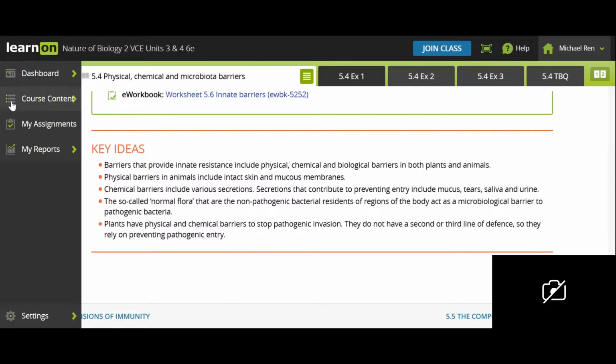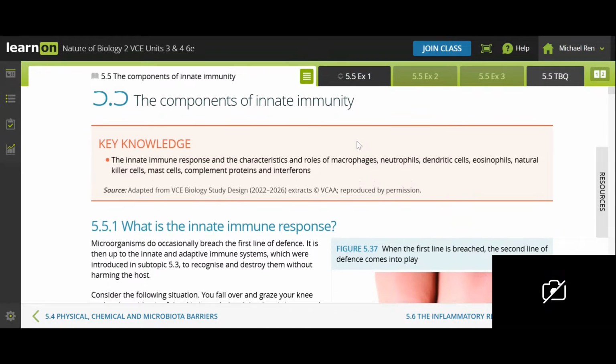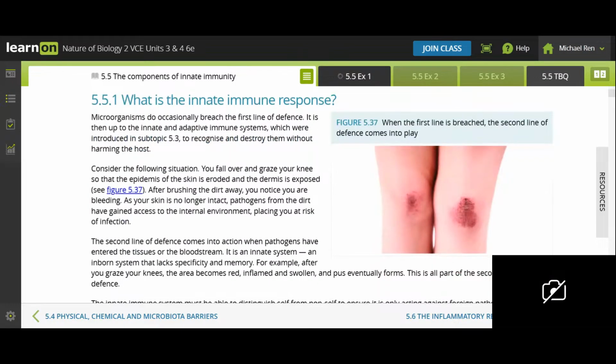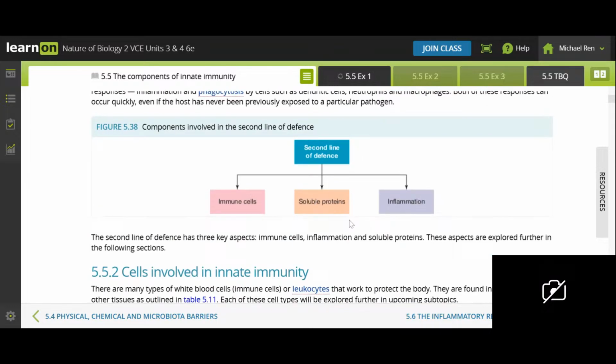Well, that was quick. Easy peasy lemon squeezy. Components of innate immunity. Oh my god, there's so much. I don't even know what the groups are called. Actually, I didn't want to look at this. Immune cells, complement proteins, and inflammation. We're going to look at that.